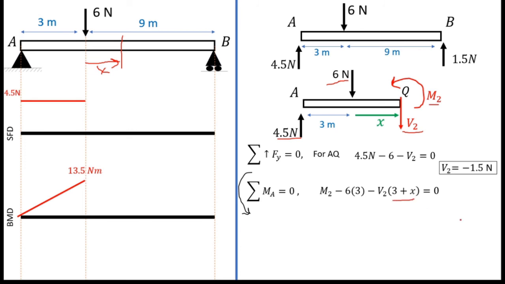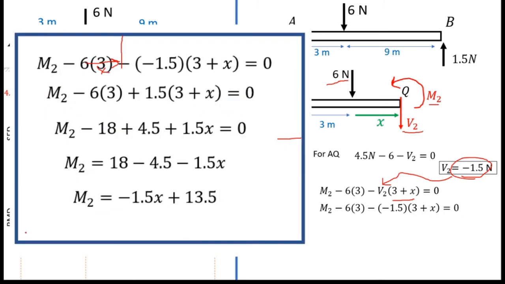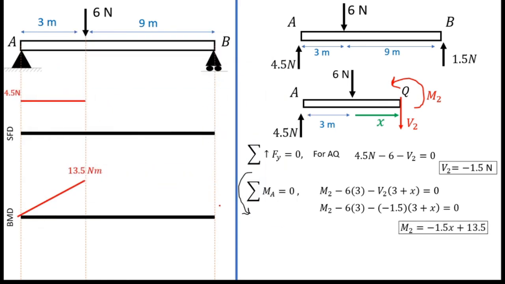So now I can simplify this, and substitute the V2 value: M2 minus 6 times 3 minus 1.5 times 3 plus X. Now I can simplify this, so you can see the step by step calculation here. Finally I get M2 equals minus 1.5x plus 13.5.